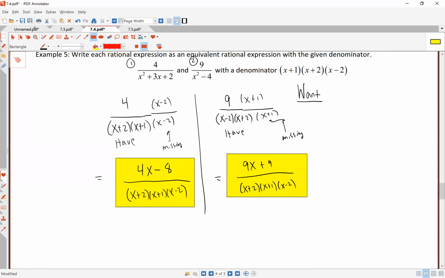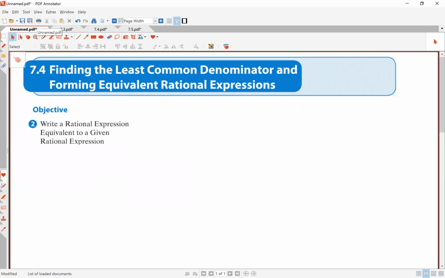All right, this concludes the video on 7.4, finding the least common denominator and forming equivalent rational expressions. Objective 2, write a rational expression equivalent to a given rational expression.